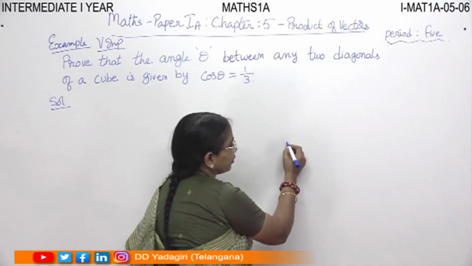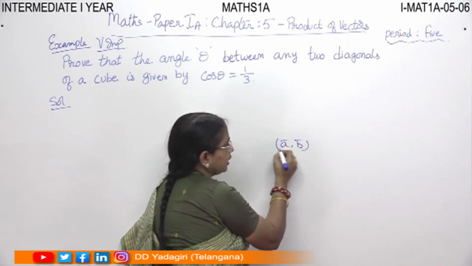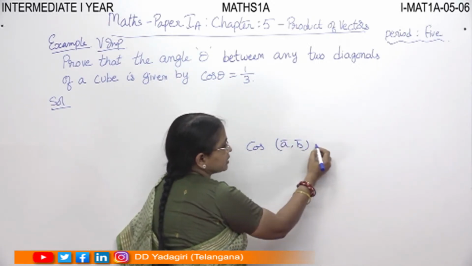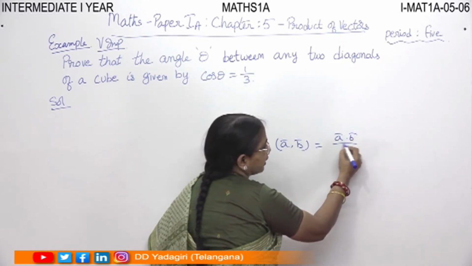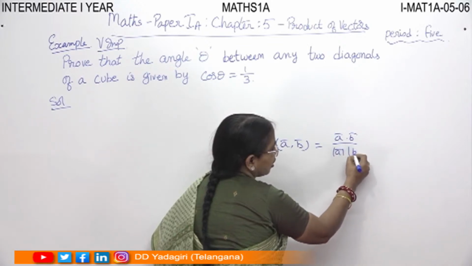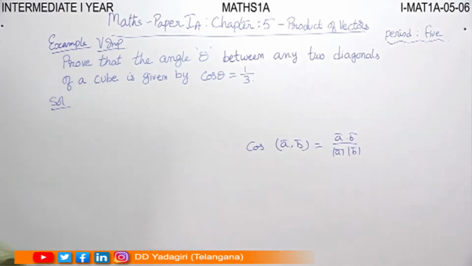Now we have the formula that if A and B are two vectors, then the angle between the two vectors is given by the formula cos of the angle between A and B is equal to A dot B by mod A into mod B. So we are going to use this formula.